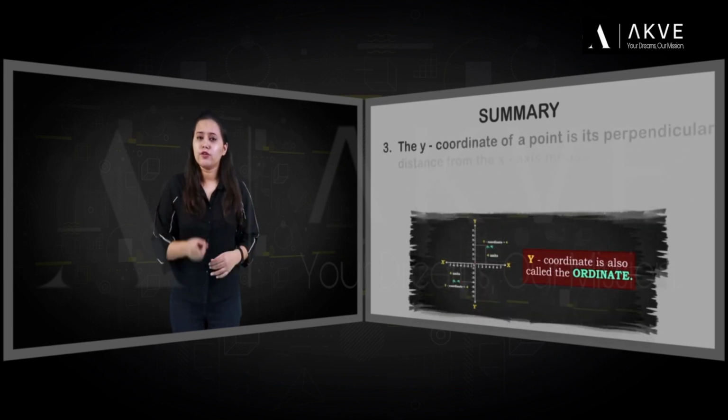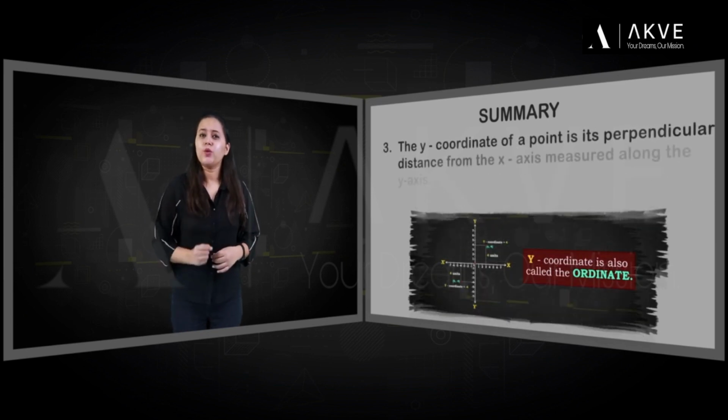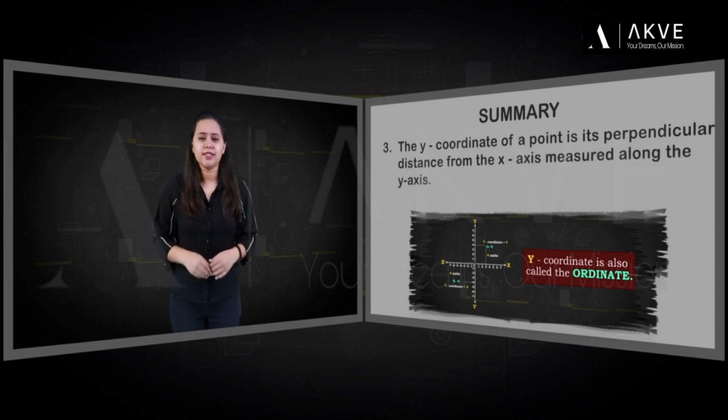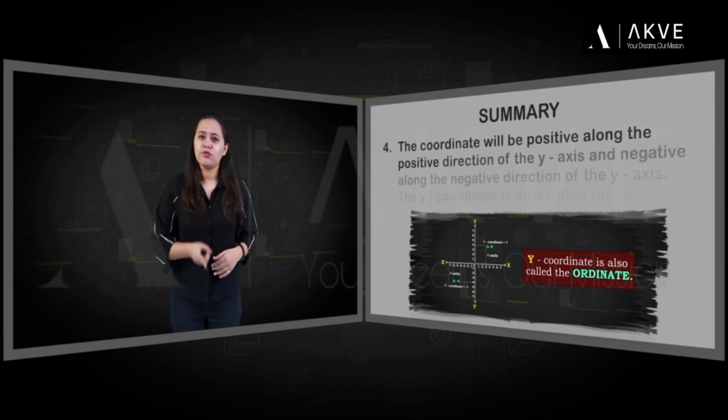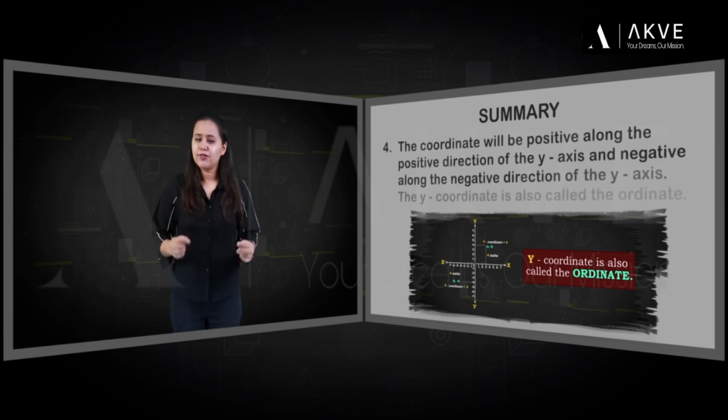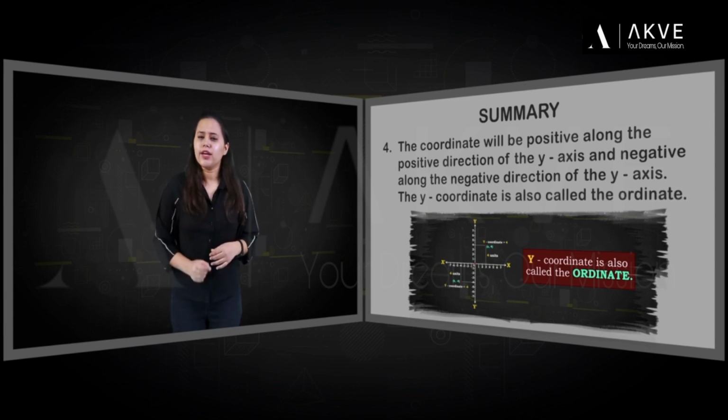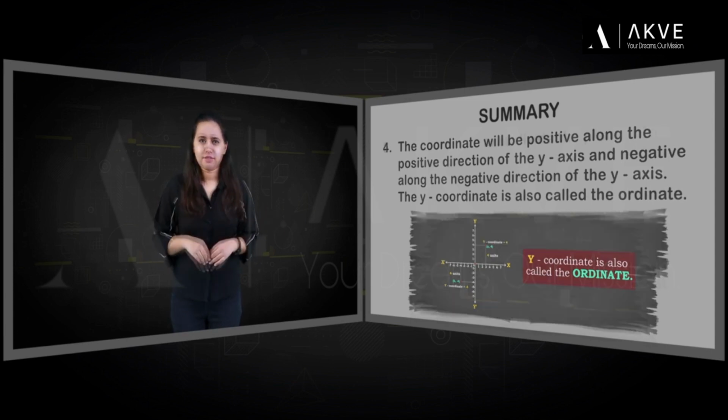The y-coordinate of a point is its perpendicular distance from the x-axis measured along the y-axis. The coordinate will be positive along the positive direction of the y-axis and negative along the negative direction of the y-axis. The y-coordinate is also called the ordinate.